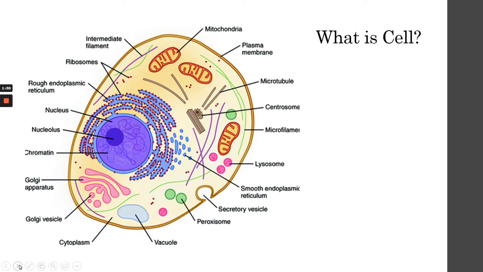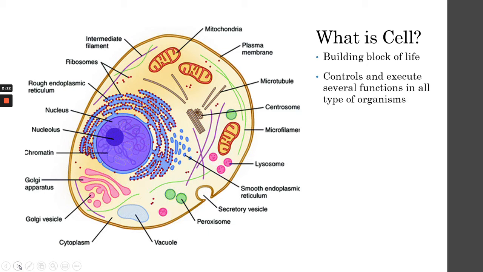So what is a cell? A cell is first and foremost a building block of life. And all living things, as we know from the cell theory postulates, are made up of cells, and they could be single-celled or multicellular like us. So humans are examples of multicellular living organisms.